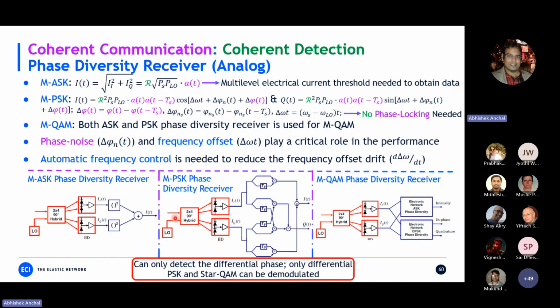And another one is it cannot detect the square QAM. It takes the intensity and the phase separately, assuming that both intensity levels have symmetrical phases. So it can do this recovery. That's why it's only used for a star QAM. It can't be used for a square QAM. So these are the problems with this analog version.